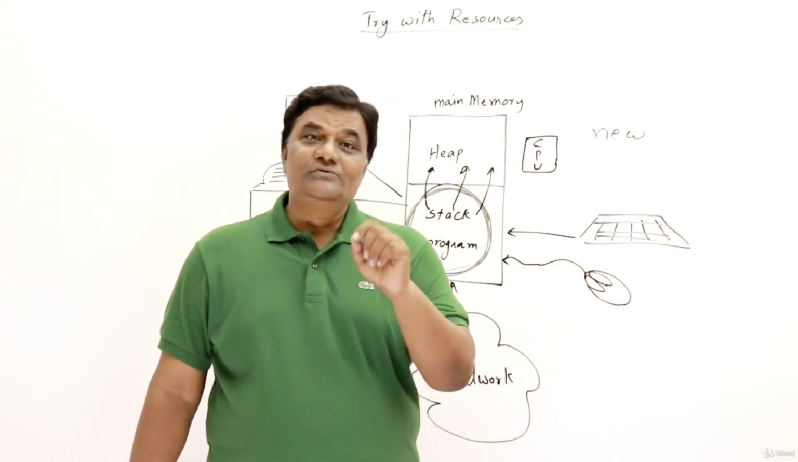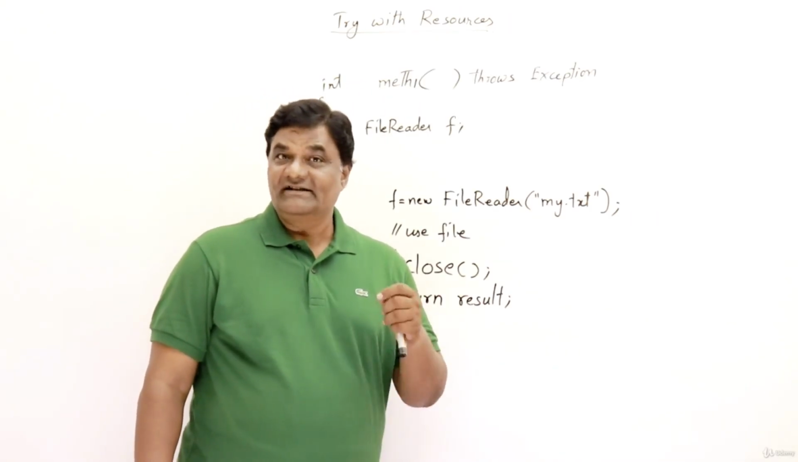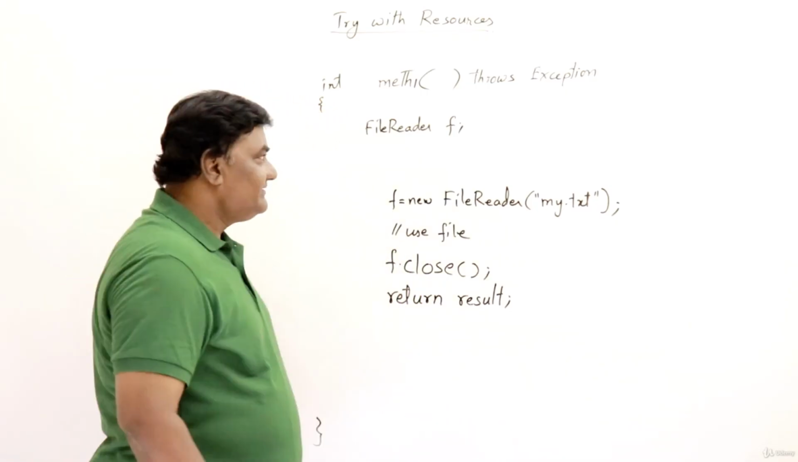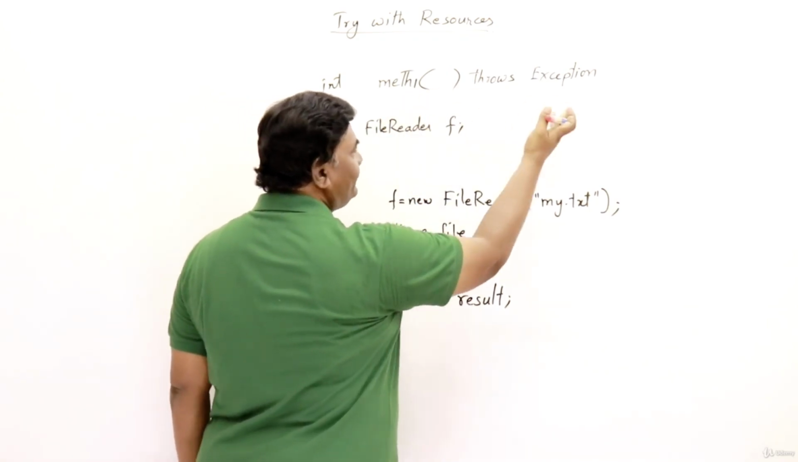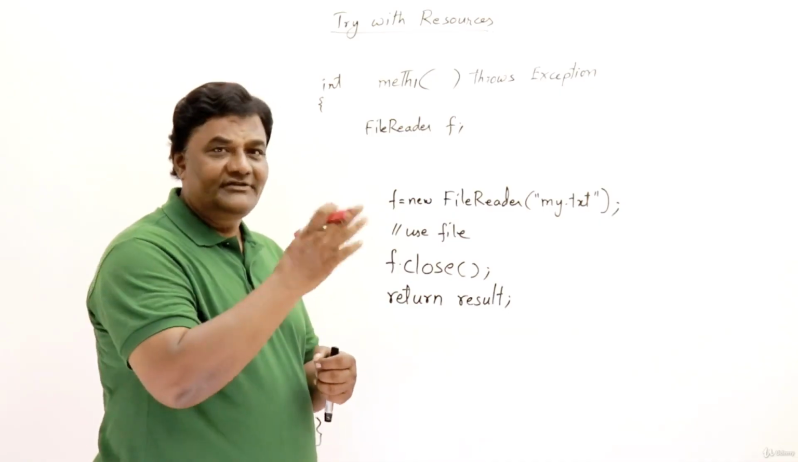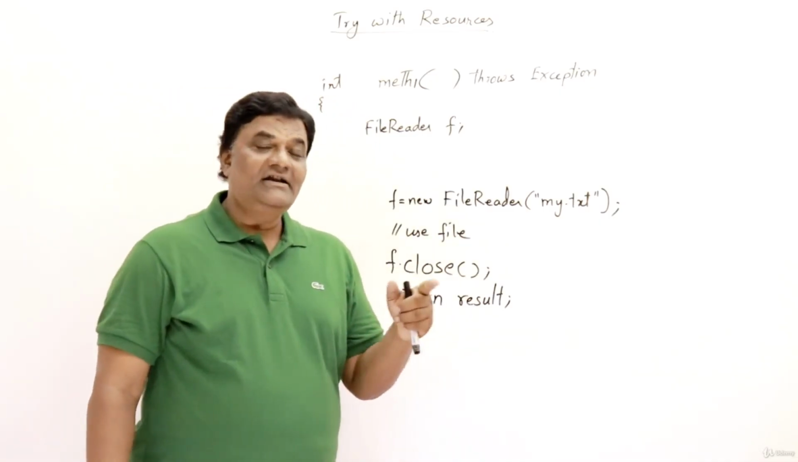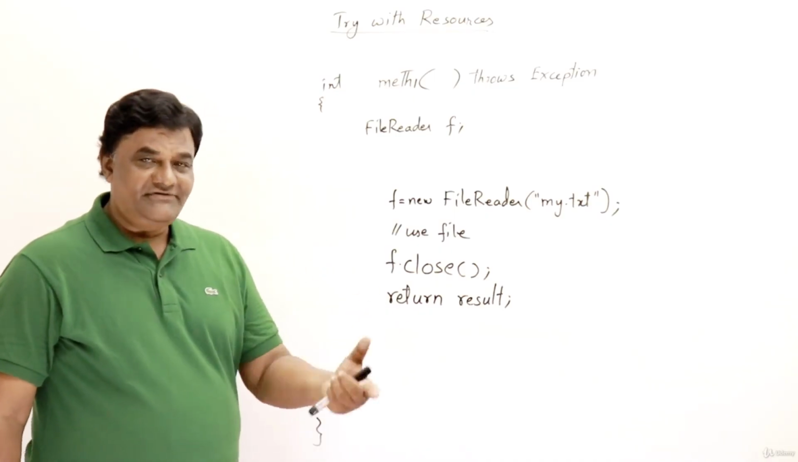Now let us see what is the use of finally. Here I have an example for explaining why we need finally. So let us look at the example. I have a method 1, and it throws an exception, meaning it's not handling the exception. If there is any error, it will throw it. So whoever is calling this method should have try and catch for handling this exception. We have already seen this in the previous videos.